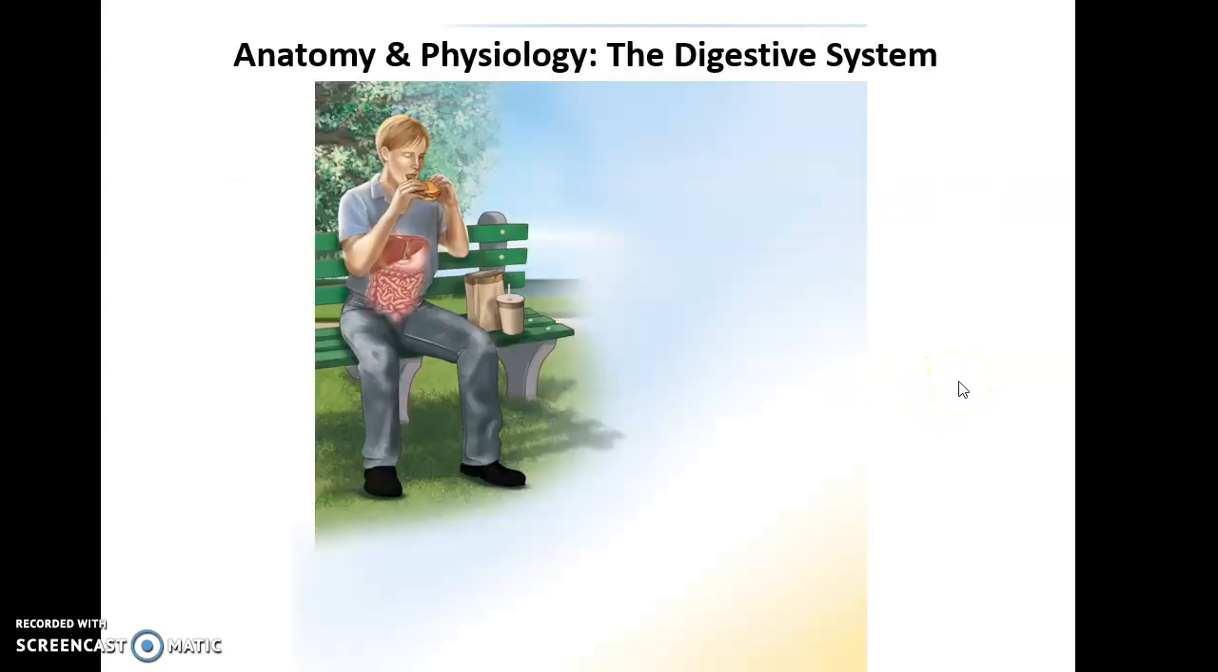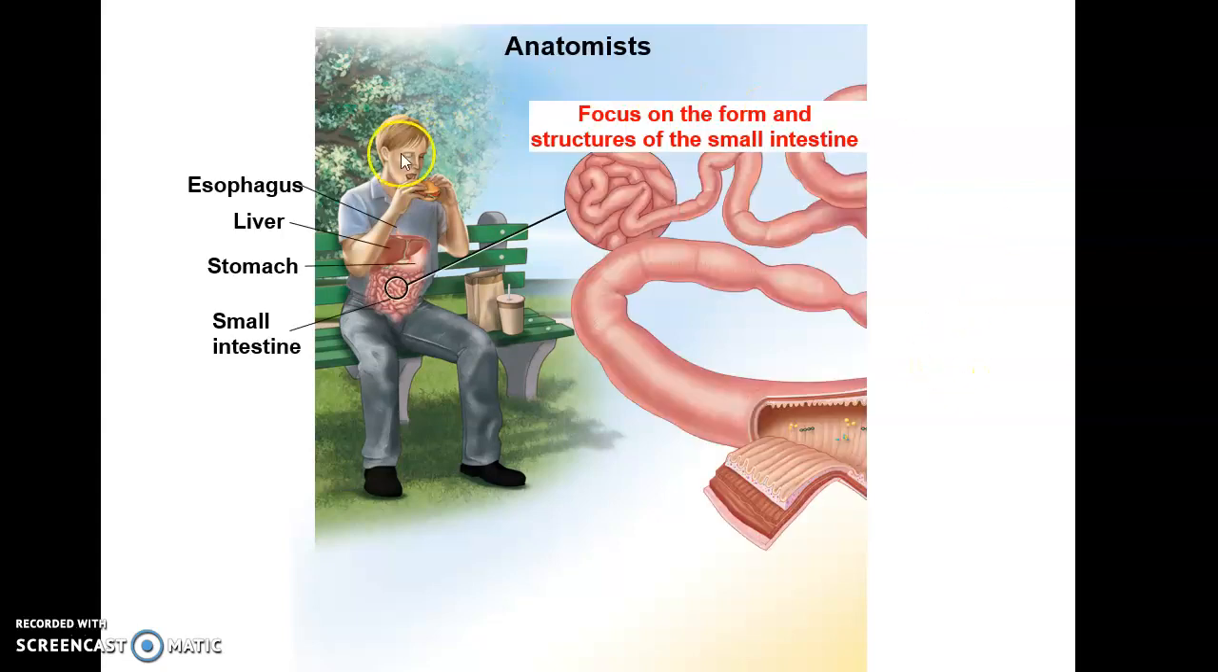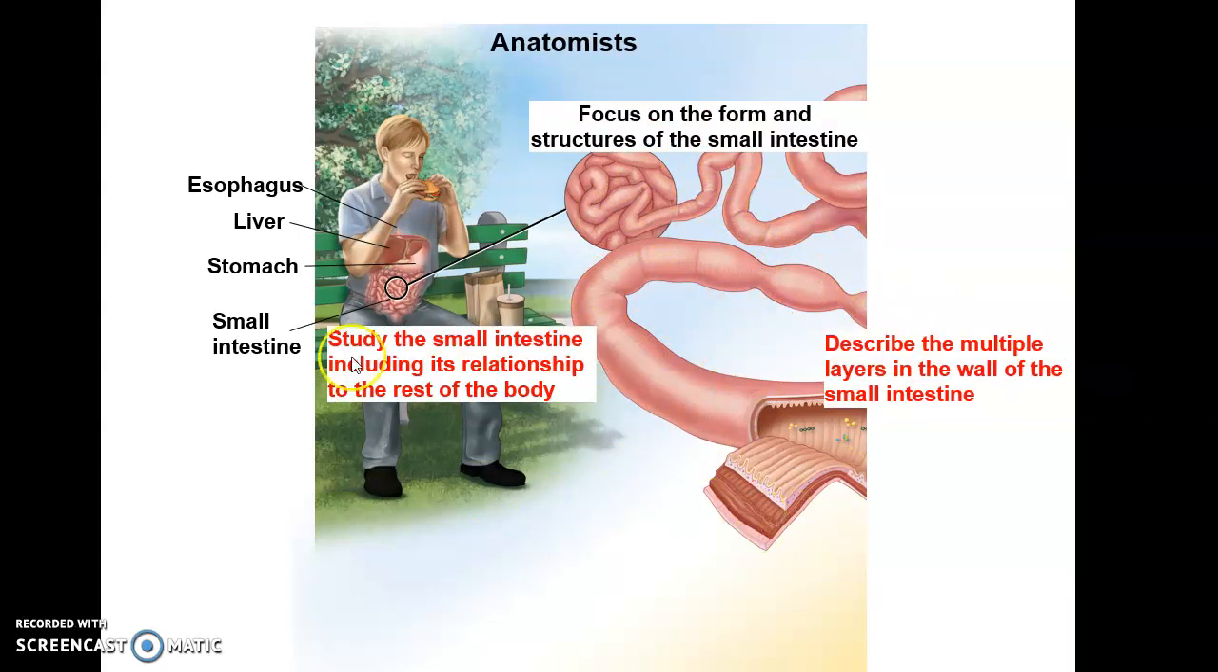So anatomy and physiology together, looking at the digestive system. It's just an example of how these two sciences work together. So for instance, anatomists would look at, say, the small intestine, the stomach, the liver. They would see all these different organs. They may choose to focus on the form and structure of the intestine. They could see the relationship of the intestine to the rest of the body, where it's located, what it's connected to on its different ends.